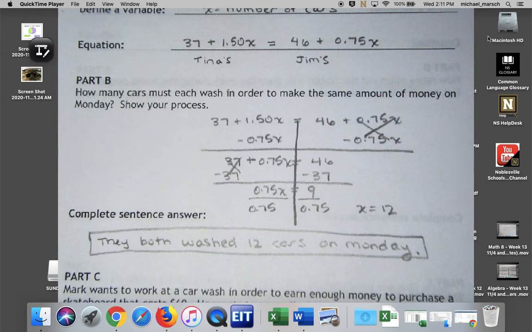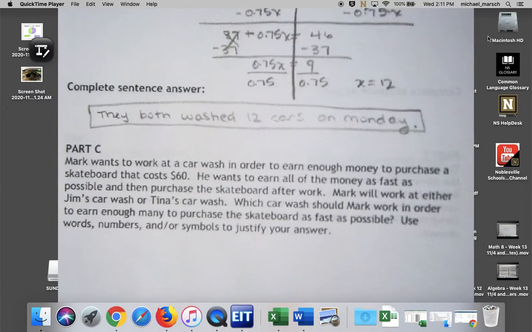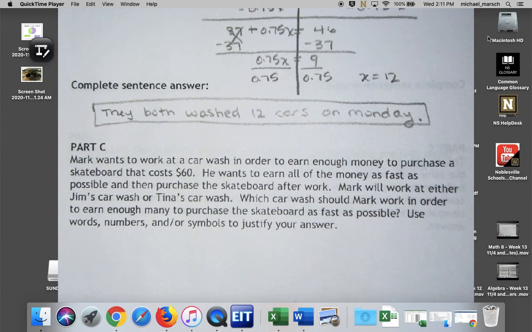How's everybody doing? Good? All right, I want you guys to read part C by yourself. Read it to yourself, and then we'll talk about it.